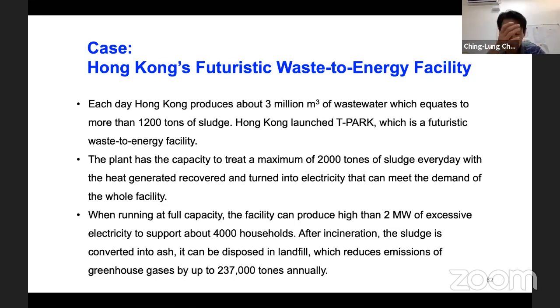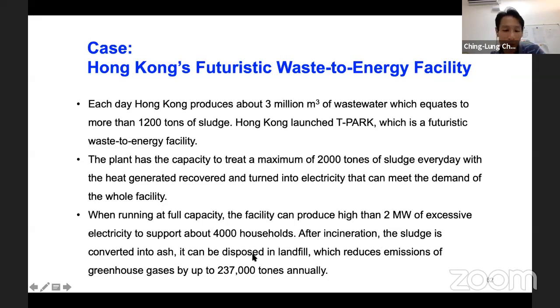and then the heat generated is recovered and turned into electricity that can meet the demand of a whole family. The important part is that after running at full capacity, the facility can provide more than 2 megawatts of excess electricity to support about 4,000 households. After the incineration, the sludge is converted into ash.